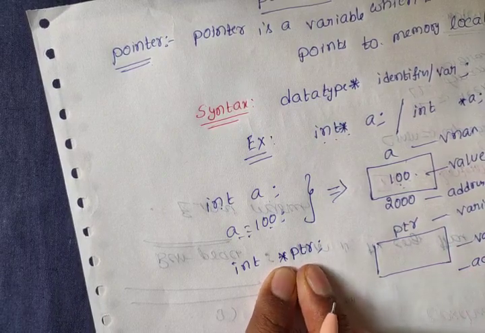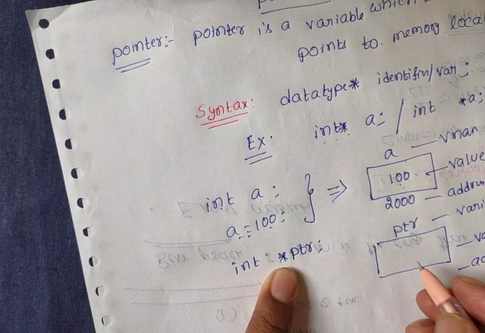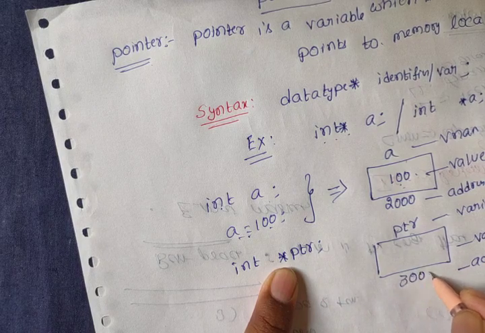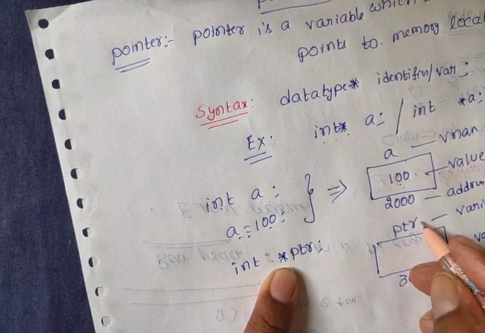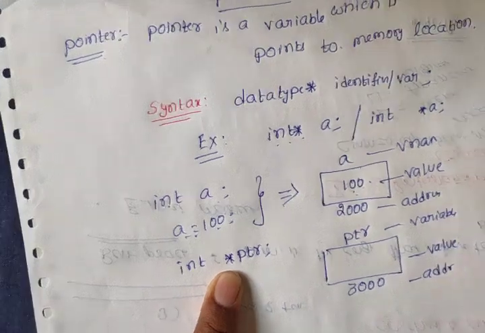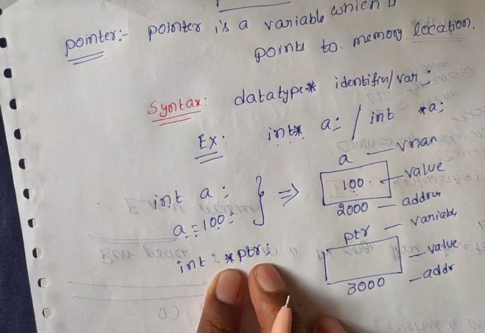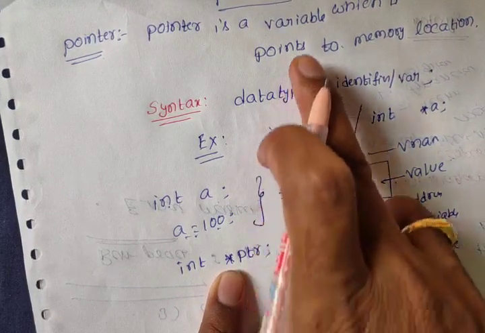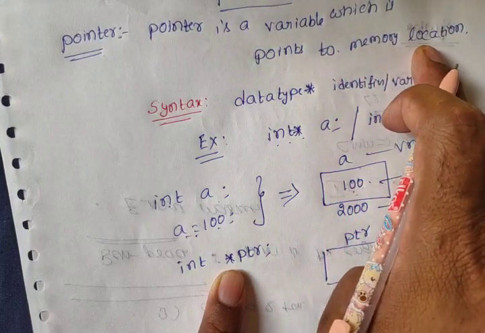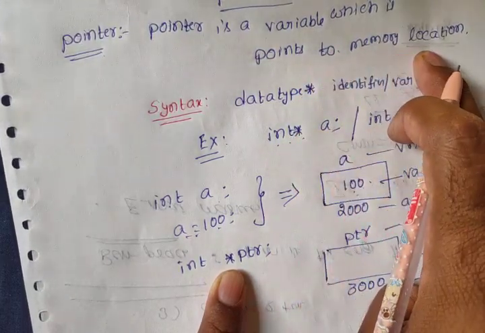So here ptr is a variable. Its location is 3000. This is the address for ptr. But here the specialty is the value. The pointer is a variable which points to a memory location.